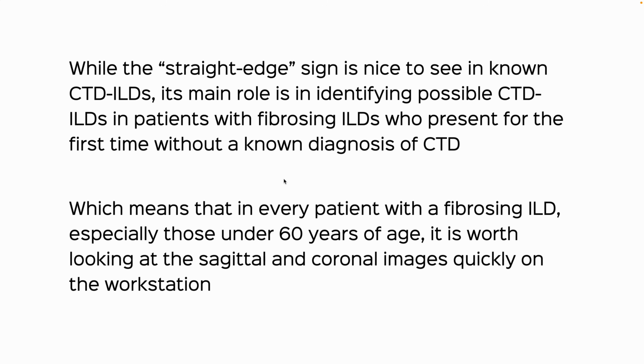Which also means that in every patient with a fibrosing ILD, when we are reporting these, especially those under 60, it is worth looking at the sagittal and coronal images very quickly on the workstation. The way I do it on Osirix is just take the volume and look at it with 3D orthogonal, so you have axial, coronal, sagittal scrolling together. It takes about 15 to 20 seconds extra, but if you see a straight edge in that setting, then clearly you can say in the report that please investigate aggressively for connective tissue disease.